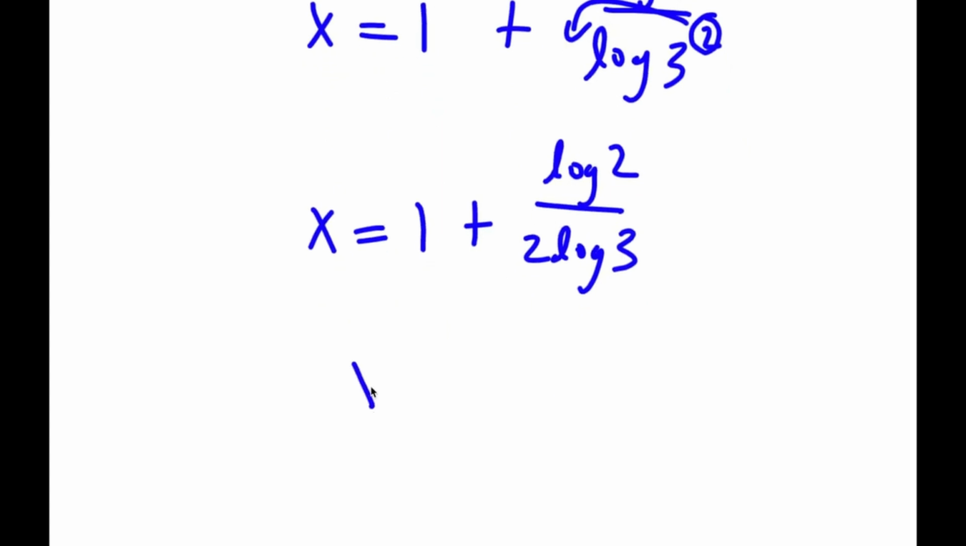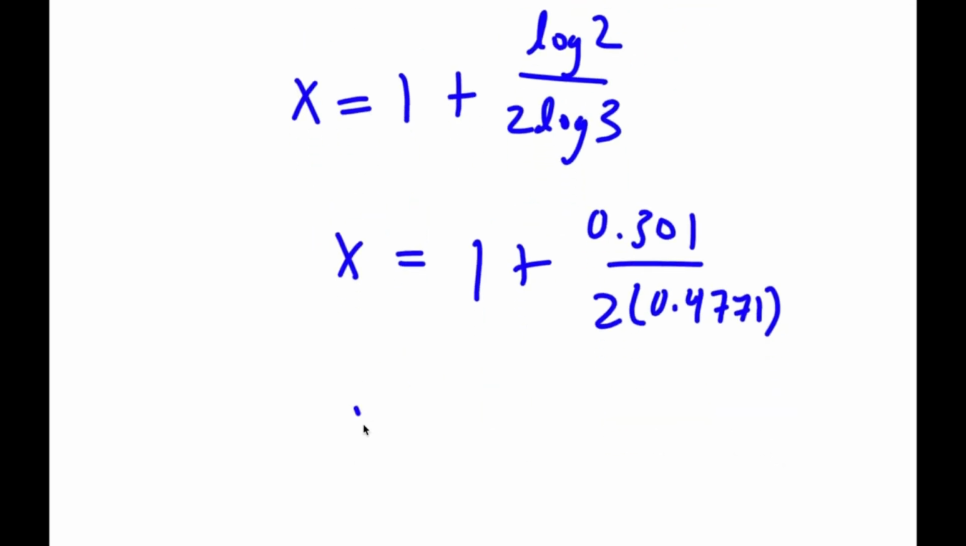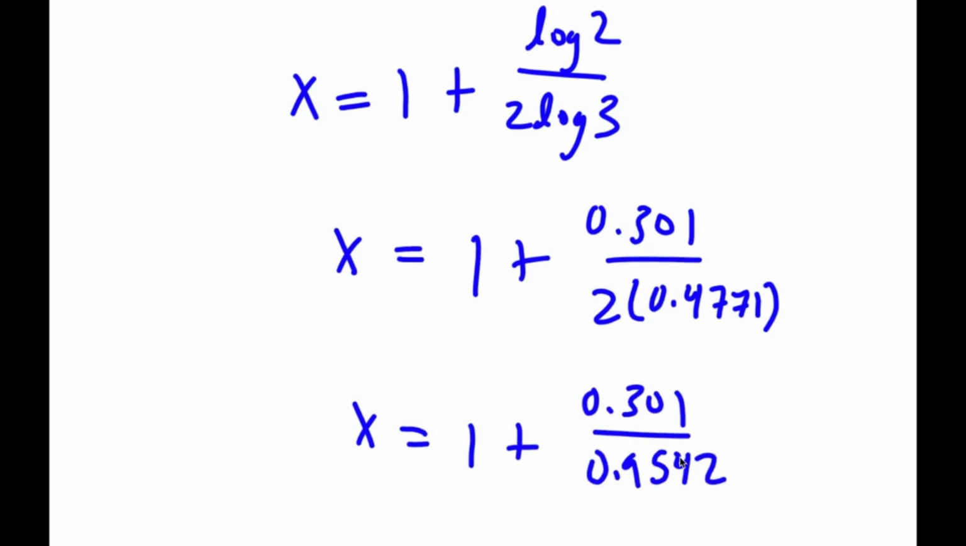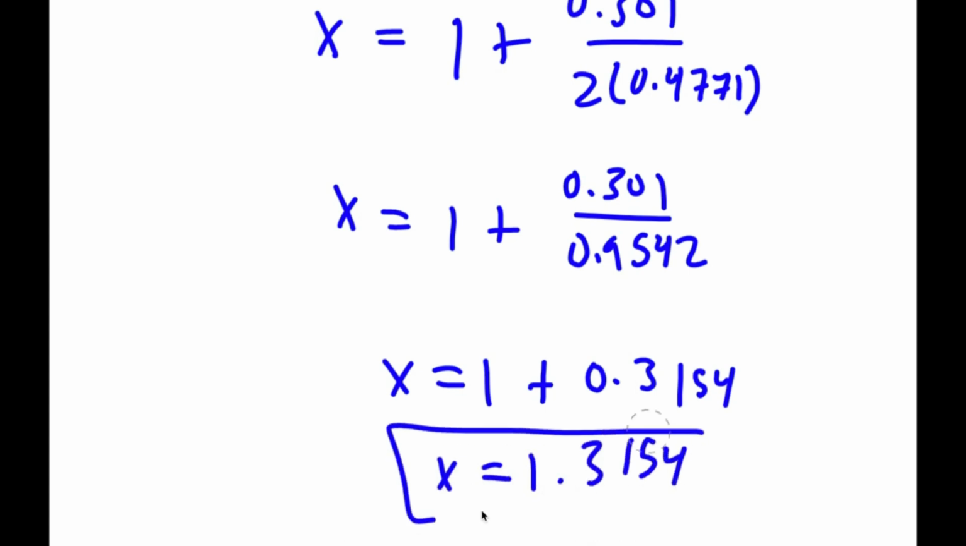Now log 2, that's equal to 0.301. And 2 times log 3, that's 2 times 0.4771, which is equal to 0.9542. And 0.301 divided by 0.9542 is 0.3154. So if I add these two, I get x equals 1.3154. So this is my answer.